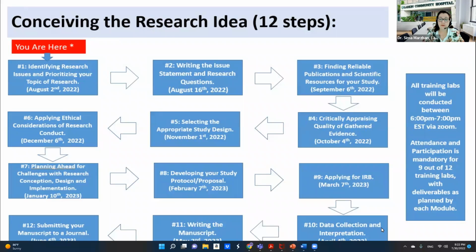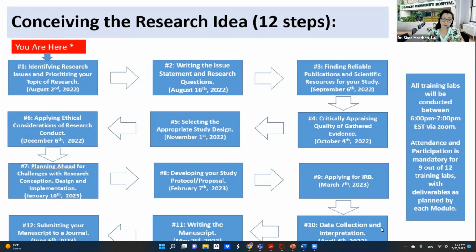The other module would be data collection and interpretation. So you need to know how to collect the data, what type of data, what type of variables and tools are applicable for research purposes, and how to interpret statistically and analyze the data that you have collected.